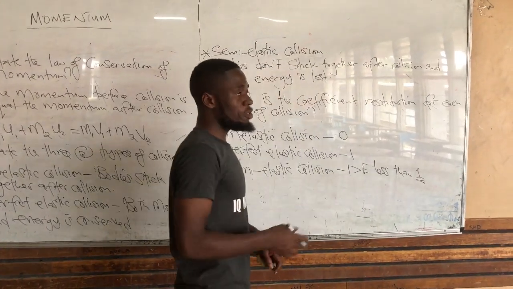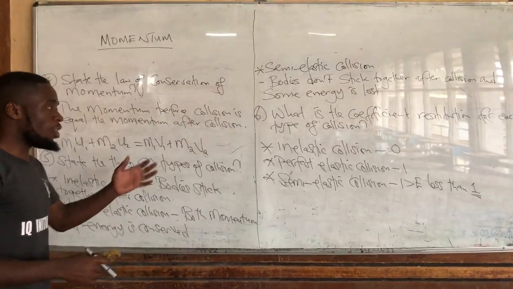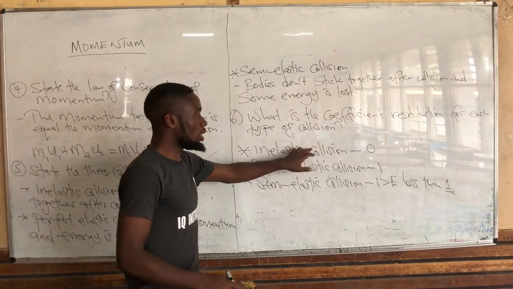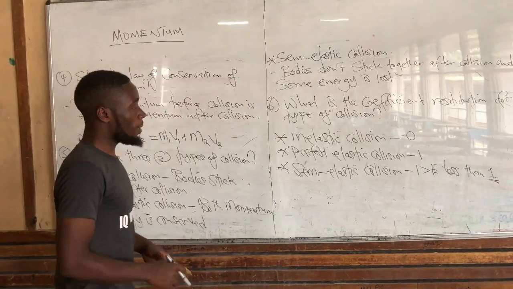That is 0.5, 0.8, anything less than 1. But for perfect elastic, it is 1. For inelastic, it is 0. So you see the reason why this one is 0, this one is 1, and that one is less than 1. I'll show you.